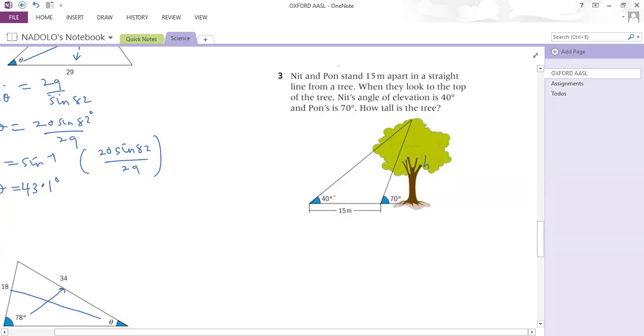Okay, so we will have this angle facing the height and also this 40 degrees facing the height. And we can actually obtain an angle that faces 15 meters, which is this angle. So always remember that angles in a straight line add up to 180. So this angle should be 110 degrees, because we have 70 here. And then with 40 and 110, we have an angle of 30 remaining for it to add up to 180.